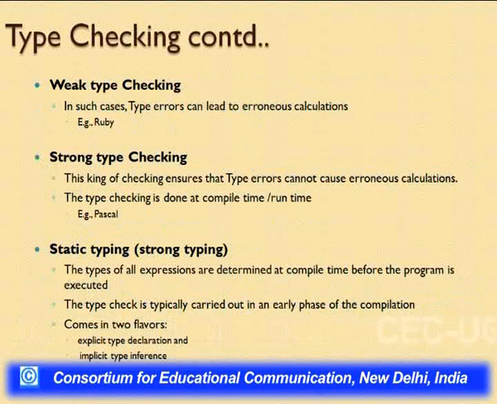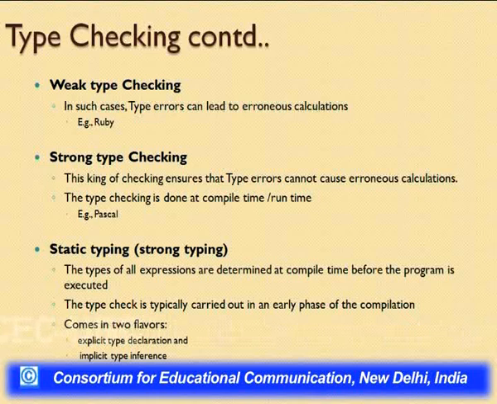So weak type checking, in such cases, type errors can lead to errors in calculations. For example, Ruby is another language as an example, and for strong type checking, we can see an example like Pascal. In static typing or strong type checking, the types of all expressions are determined at compile time, before the program is executed.